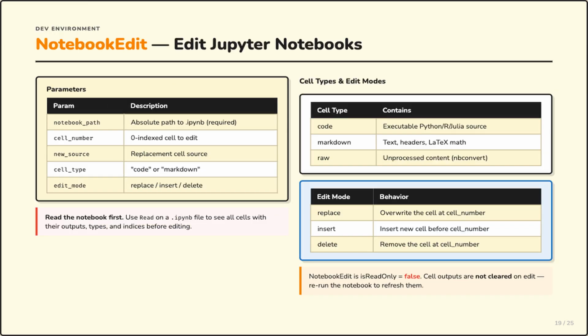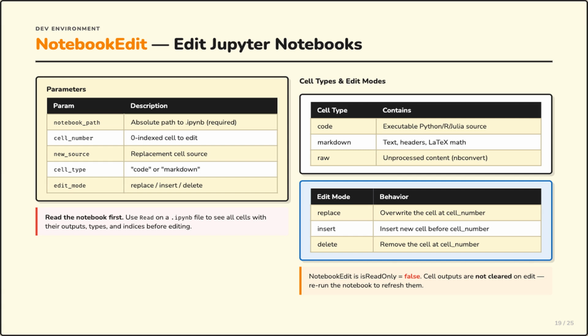Notebook Edit handles Jupyter Notebook editing. Notebooks are structured as arrays of cells, each with a type, code, markdown, or raw, and a source. The edit_mode parameter controls what happens. Replace overwrites the cell at a given index, insert adds a new cell before the index, and delete removes it.